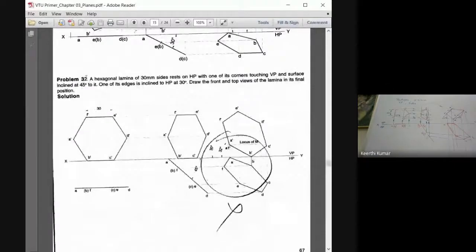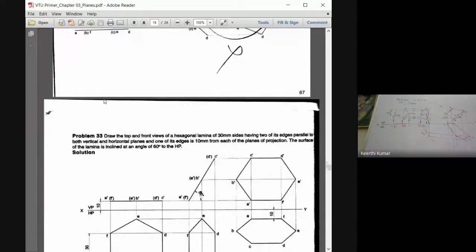I'll solve it at the end. Means in the next class, I'll complete the 32nd problem. You make a note of this. 32nd problem I'll solve in the next class. These are all some important problems, and it is not similar to the concept.